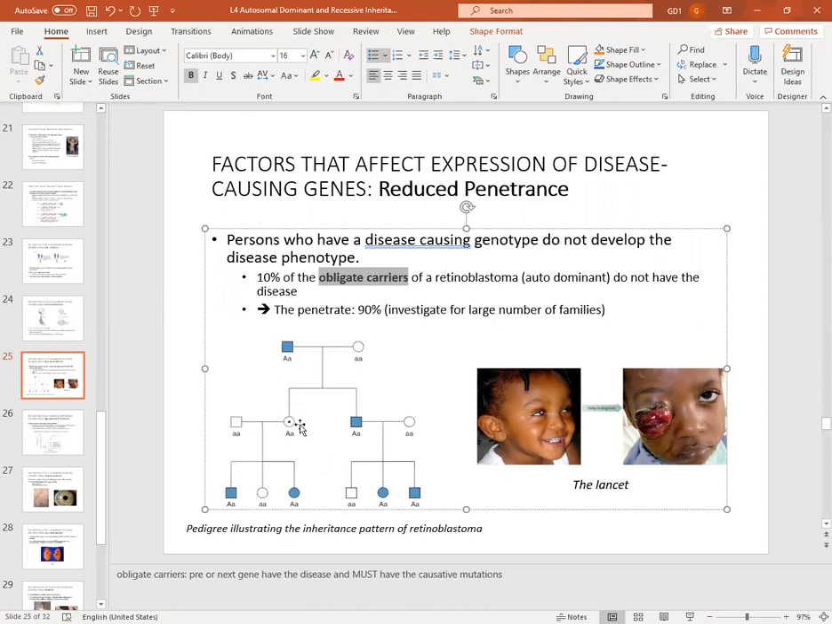So we have these people, with big A and small a. This is autosomal dominant, so he should have expressed the disease. But here, he doesn't have it, while another person has expressed the disease. So we say 10% don't have the disease, and the penetrance of this disease is about 90%. It's not always 100% of people with the disease genotype who will express the disease.